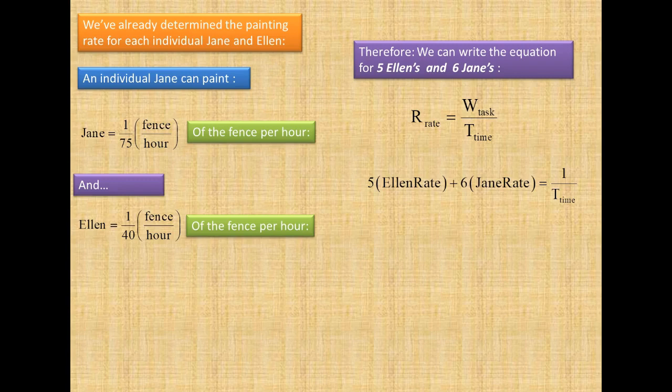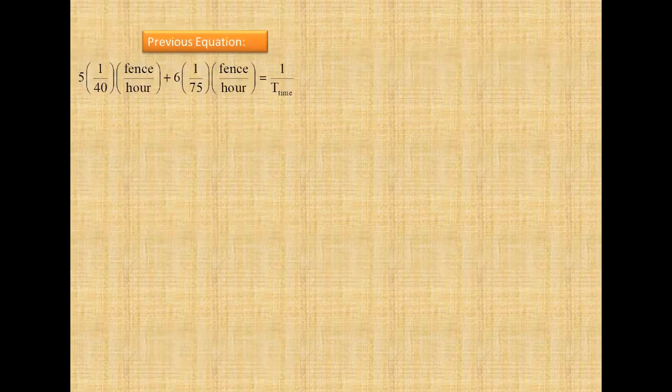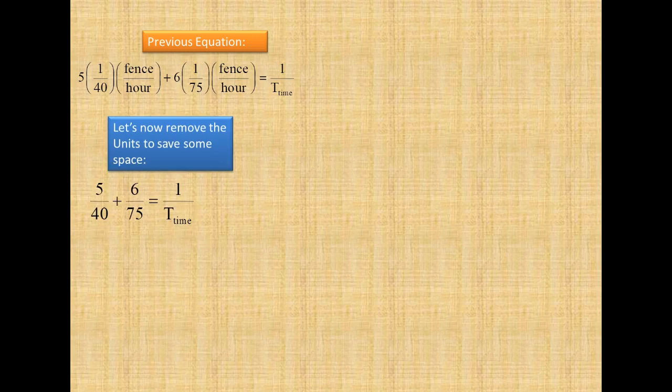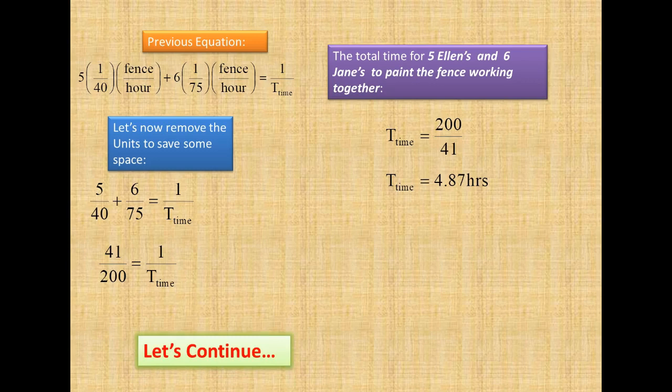We write 5 times the Ellen rate plus 6 times the Jane rate equals 1/T. And we insert the rates. Let's continue. Here's our previous equation. Let's now remove the units to have some space. Therefore, the total time for 5 Ellens and 6 Janes to paint the fence working together is 4.87 hours. Let's continue.